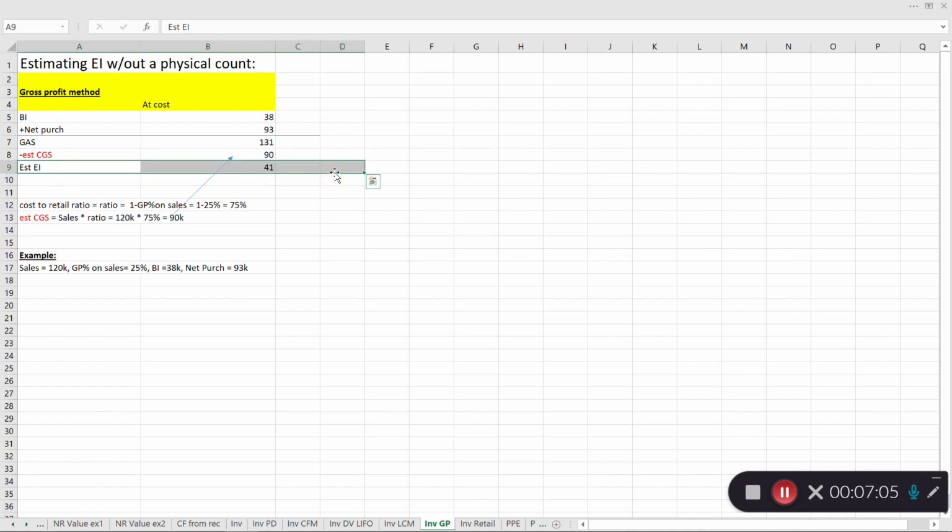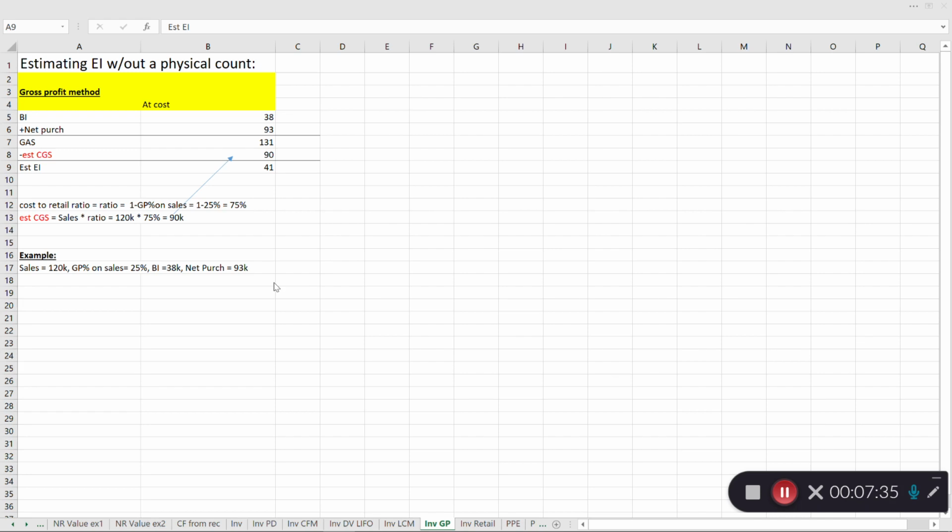So even though we don't have access to count that inventory, by indirectly looking at the gross profit of sales, we can come up with an estimated cost of goods sold and hence an estimated ending inventory. Okay, and if you notice now, we're using the gross profit percentage on sales, that's technically why this is called the gross profit method of estimating ending inventory.